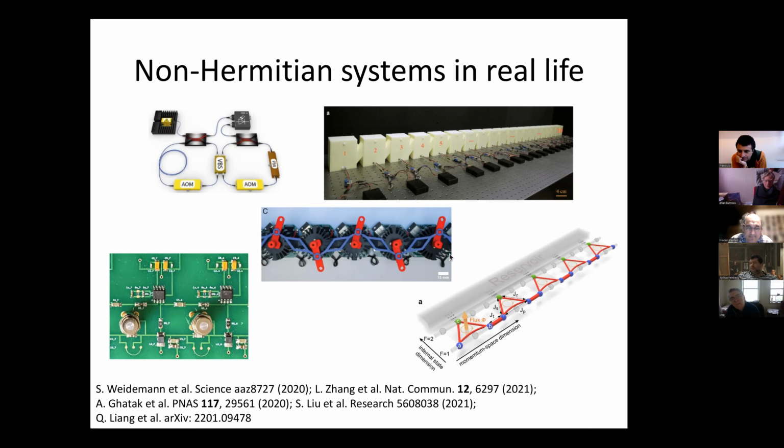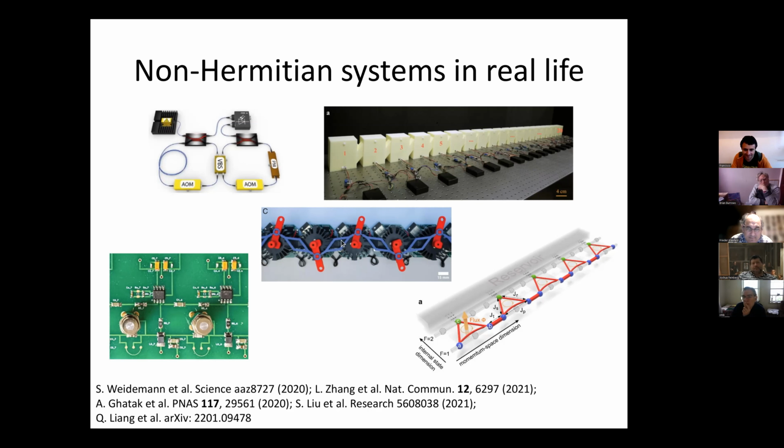In the middle here, you have a chain of coupled pendulums. These little red things, they can spin. So these are like pendulums, and they're connected to each other by springs, which are shown in blue. So this is an array of pendulums connected by springs. And the way they make this system non-Hermitian is by adding motors. So there are electrical motors at the back, and these motors put a force on these.